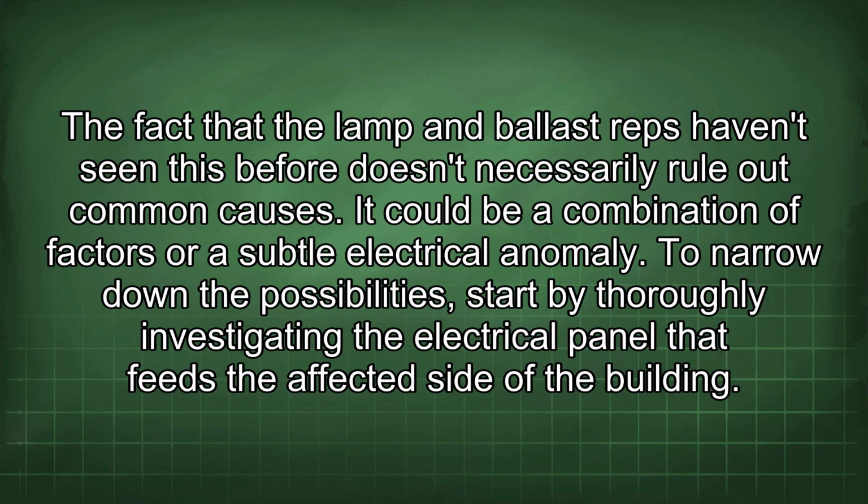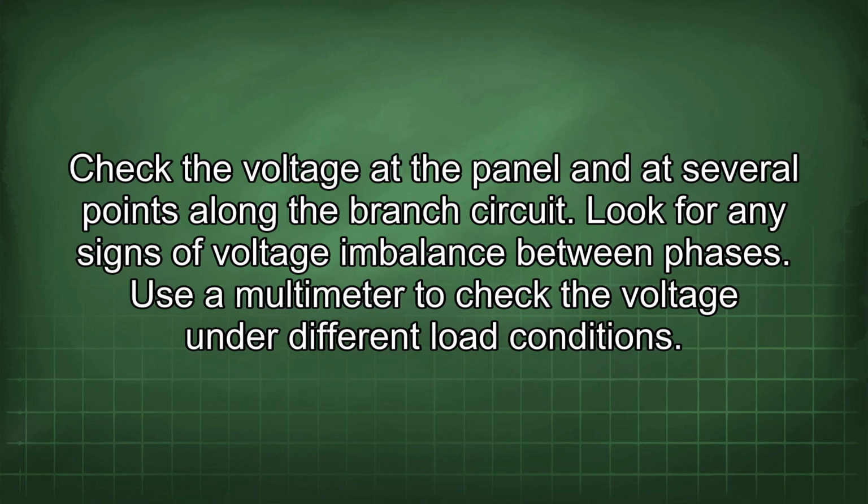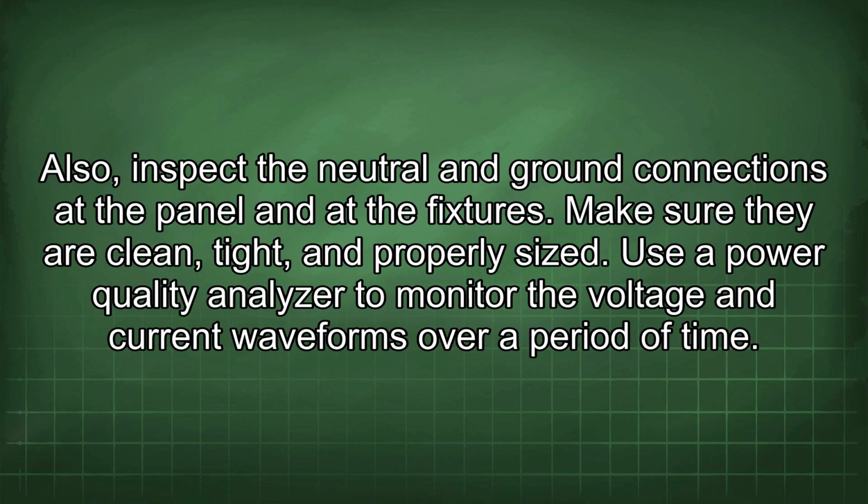To narrow down the possibilities, start by thoroughly investigating the electrical panel that feeds the affected side of the building. Check the voltage at the panel and at several points along the branch circuit. Look for any signs of voltage imbalance between phases. Use a multimeter to check the voltage under different load conditions. Also, inspect the neutral and ground connections at the panel and at the fixtures. Make sure they are clean, tight, and properly sized.